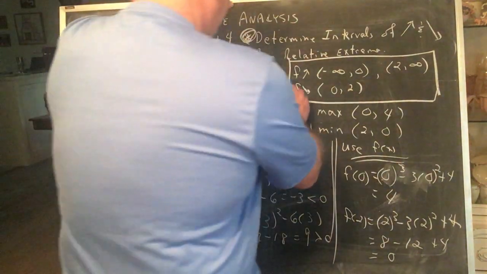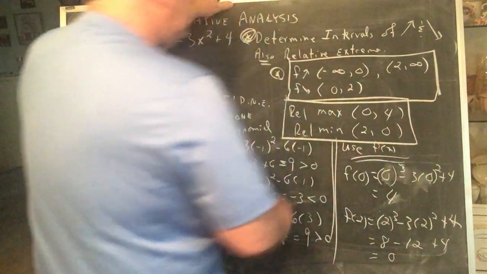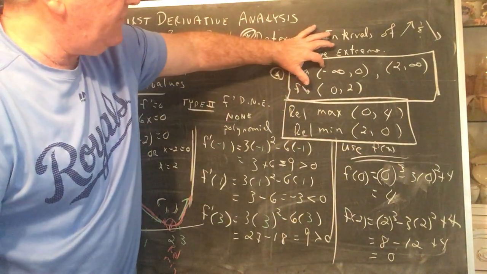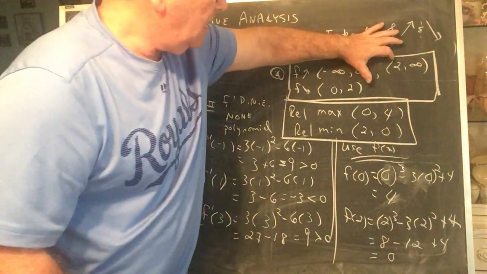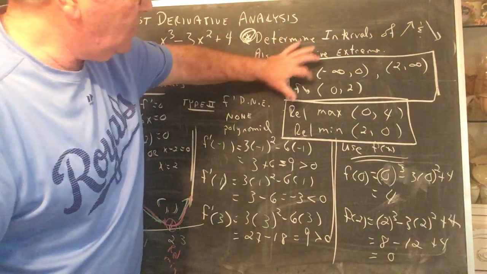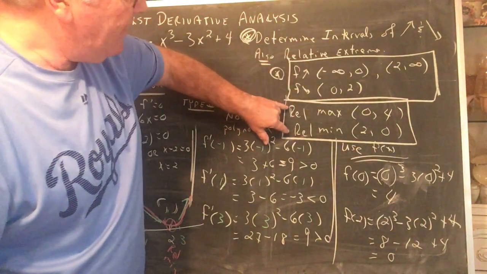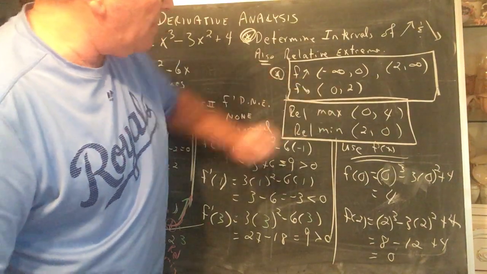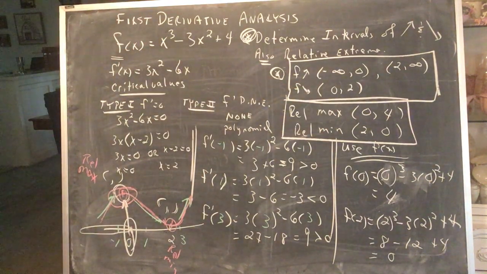So we have increasing from negative infinity to 0, increasing from 2 to infinity, decreasing from 0 to 2. And then we have a relative maximum at 0 comma 4, relative minimum at 2 comma 0.